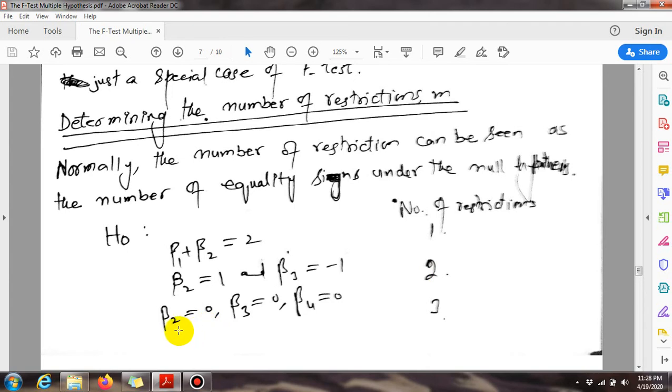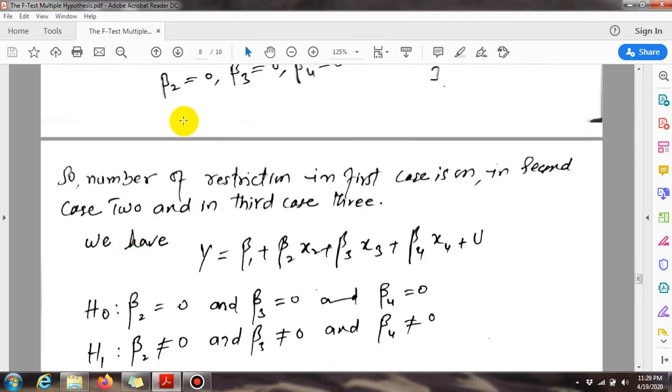Okay, here if we have beta 2 is equal to 0, beta 3 is equal to 0, and beta 4 is equal to 0, then we can call it three restrictions, because here three equal signs are used in front of H naught. So how many equal signs you use in front of the null hypothesis is technically called the number of restrictions. So the number of restrictions in the first case is 1, in the second case 2, and in the third case 3.